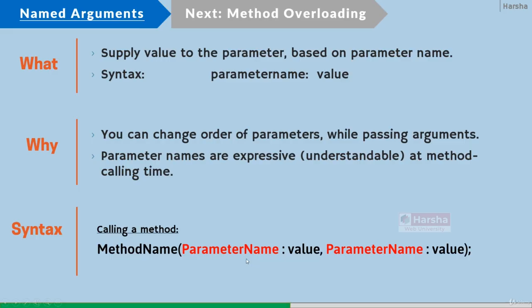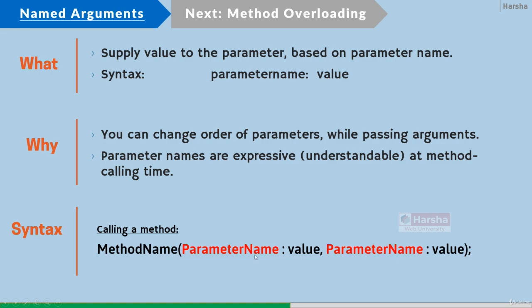Here the rule is that if the left-hand side parameter is passed through a named argument, that means you are writing the parameter name then value, all subsequent parameters also must be passed through named arguments only. They cannot be passed without a named argument.